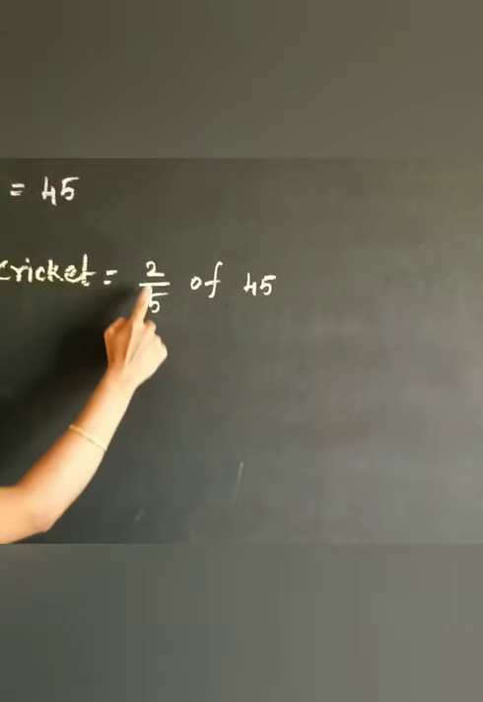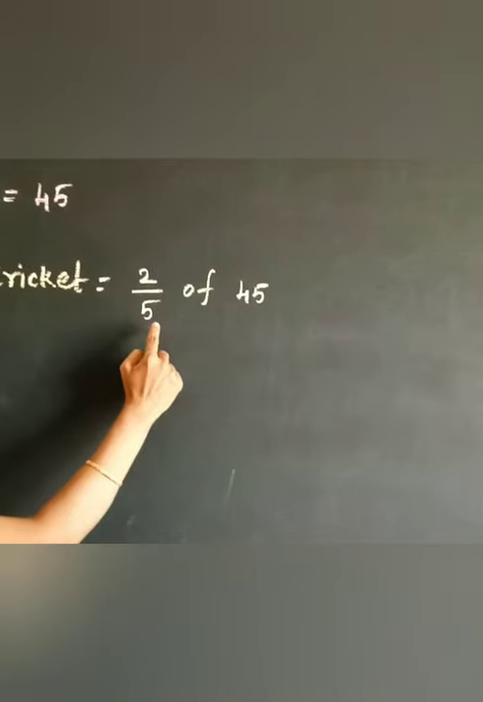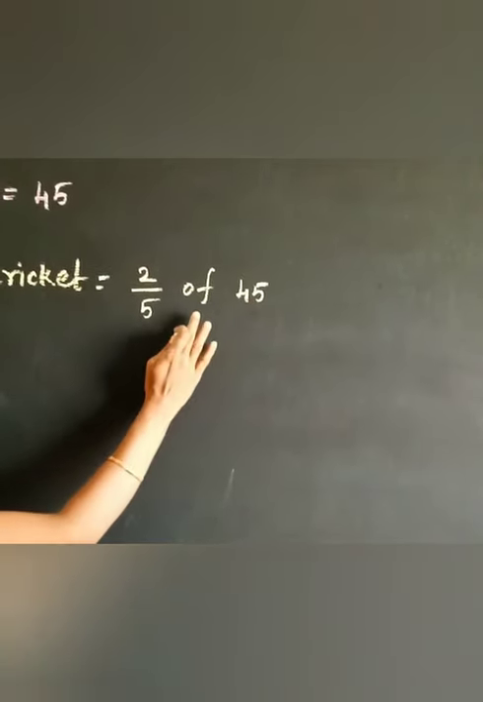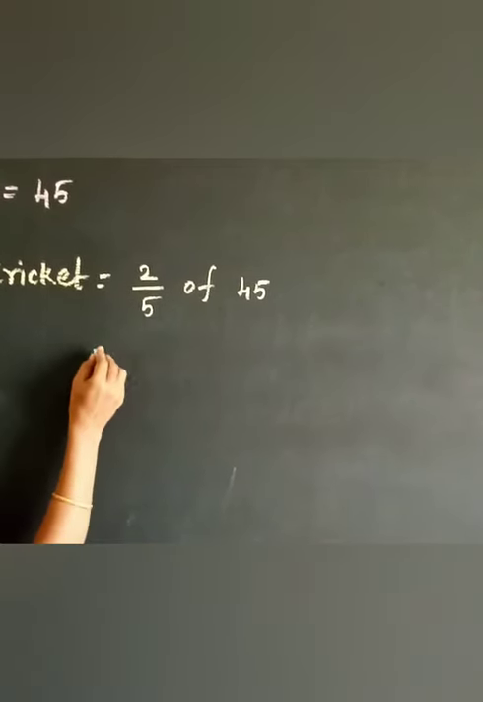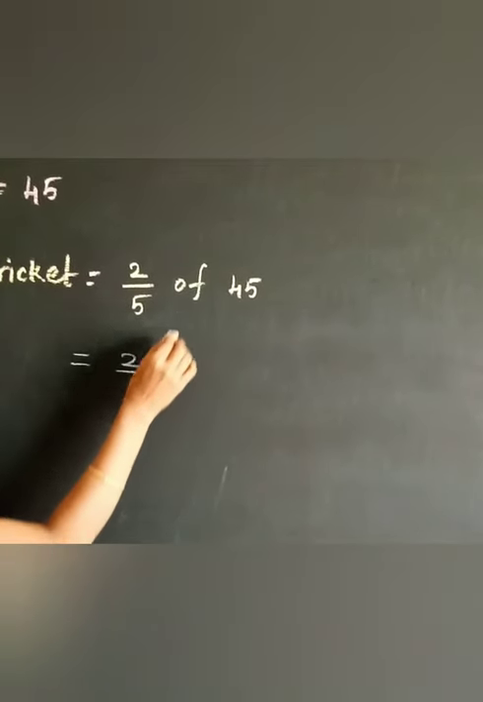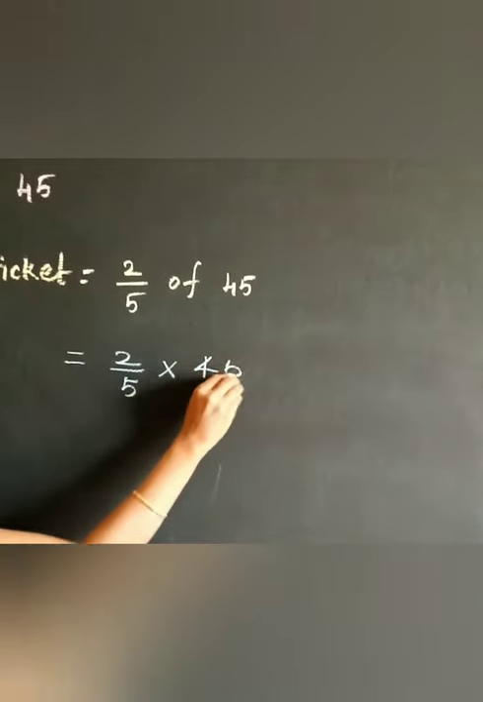This is your given, 2 by 5. That is the cricket-playing students. We have to find how many students, out of the total number of students, 45. This is the first type. The "of" represents the multiplication operation. That is equal to 2 by 5 of 45, where "of" represents multiplication.